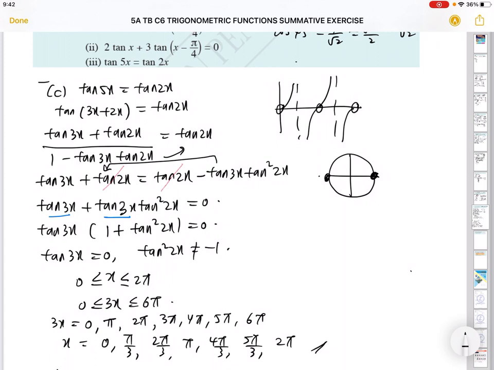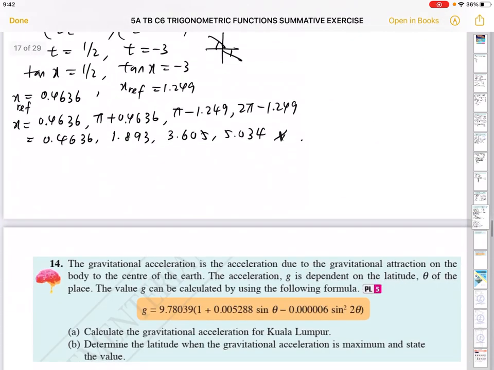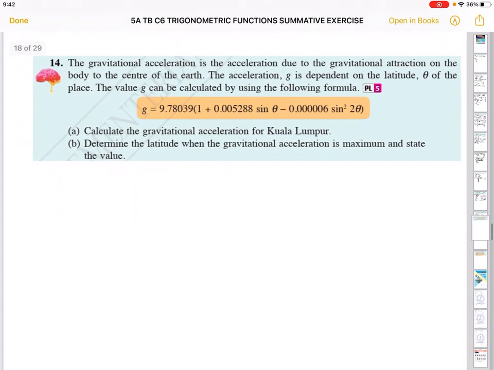The gravitational acceleration is the acceleration due to gravitational attraction on the body to the center of the Earth. So the acceleration g depends on the latitude, theta, of the place. The value g can be calculated using the following formula. Calculate the gravitational acceleration for Kuala Lumpur. Okay, this one is a bit, how would I say? I Googled latitude for Kuala Lumpur.